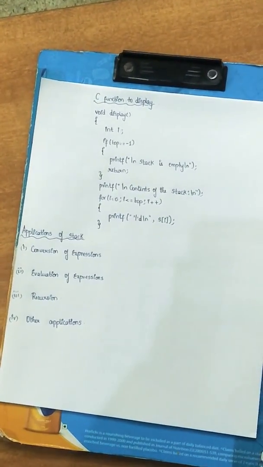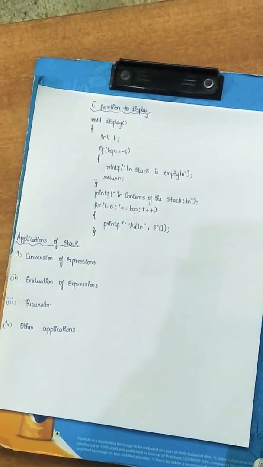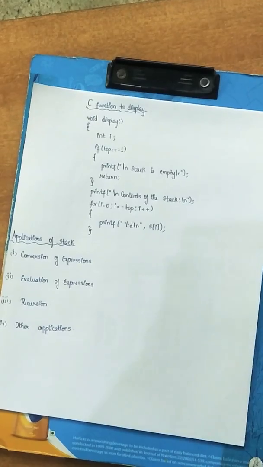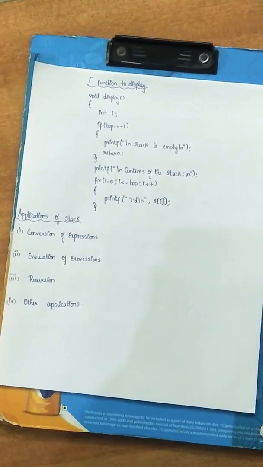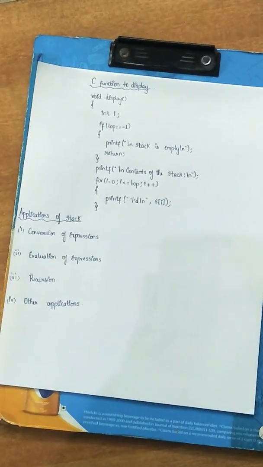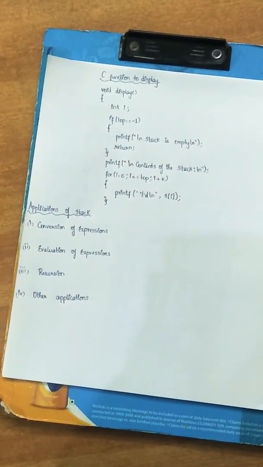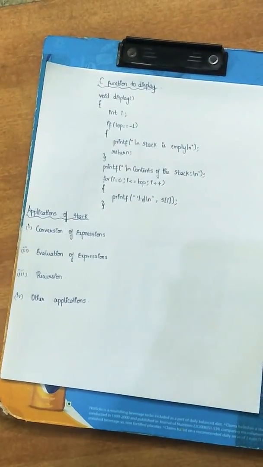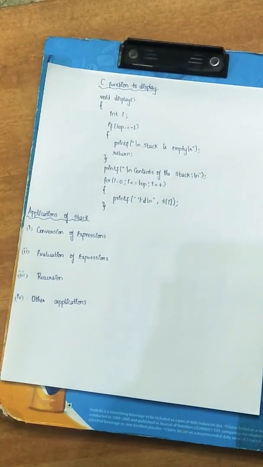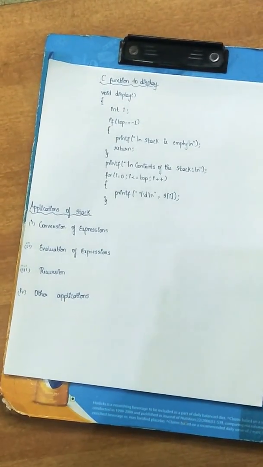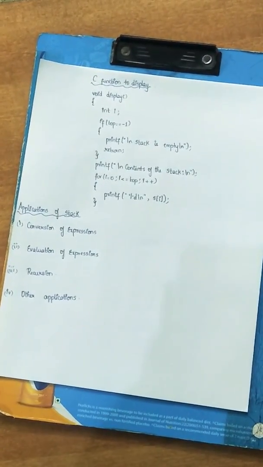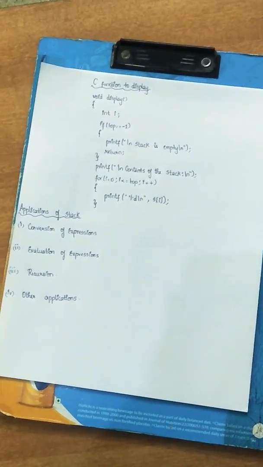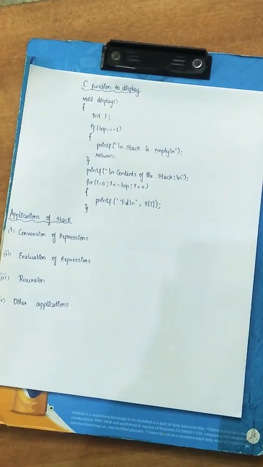The third one is recursion. As we all know, recursion is nothing but a function calling itself again and again. Examples such as Tower of Hanoi come under recursion. The fourth one is other applications, such as finding palindrome sequences and checking whether a given input is valid or not, and so on.